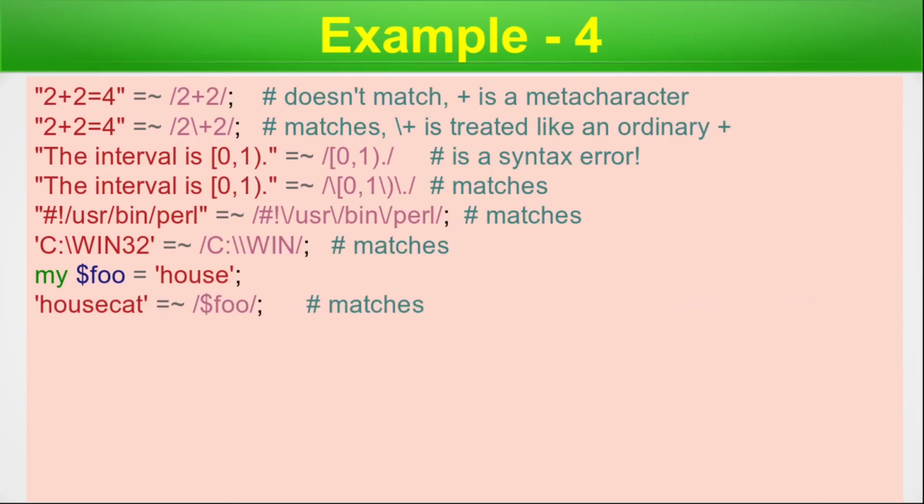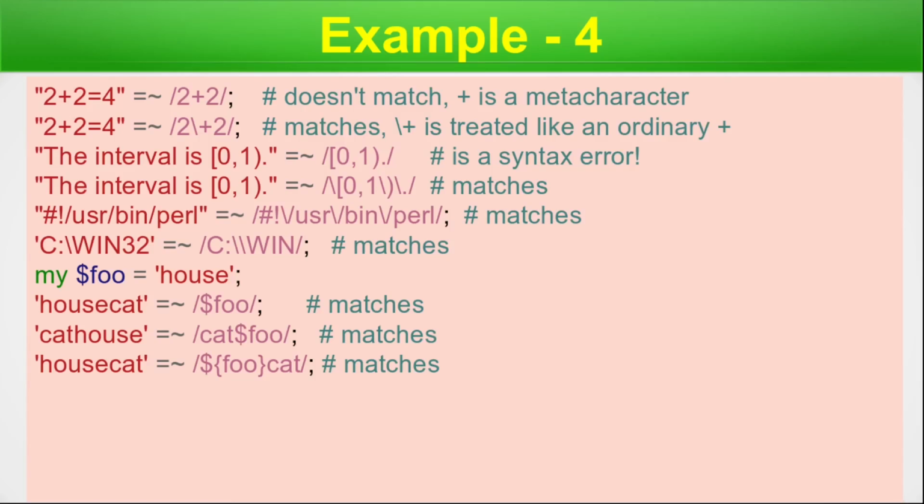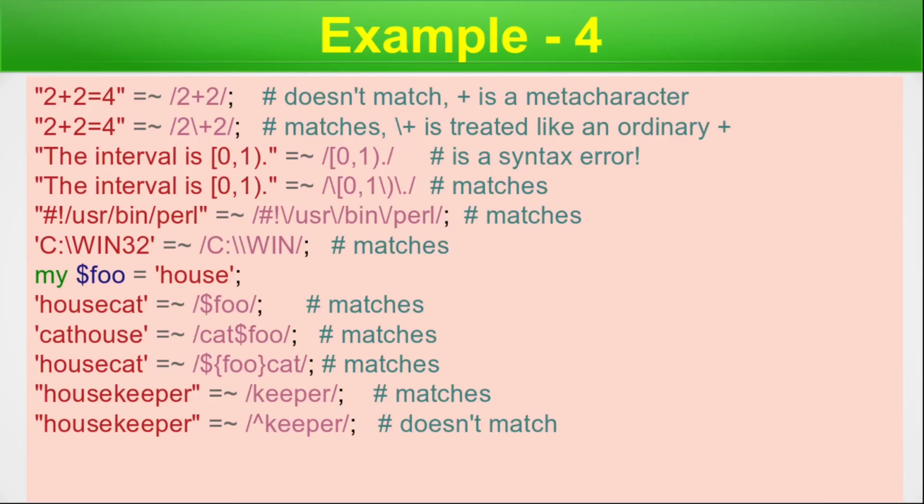My $foo is housecat =~ $foo, so it matches. Next, cat housecat $foo, again it matches. Housecat $foo, then within curly brackets $foo, again it matches. Housekeeper, and we have keeper in the right hand side, this matches. Housekeeper, and we have a caret keeper in the right hand side, this doesn't match because keeper is not at the beginning of the string on the left hand side. Housekeeper and then keeper followed by a dollar, it matches because keeper is at the end of the string and dollar is used for the demarcation of the end of a string.